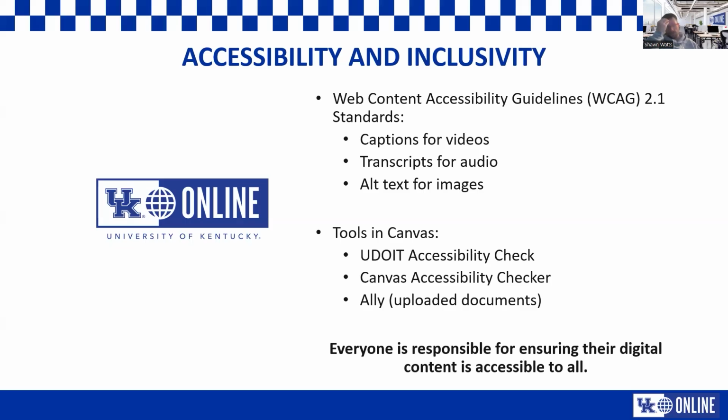The Canvas accessibility checker is fine as well, but it's only going to check the current page that you're on, so you'd have to do that for every single page. And I don't believe it does anything with the PDFs or any of the files uploaded in your course. So definitely use Ally for that. I think it's probably the best tool for the job right now in Canvas.